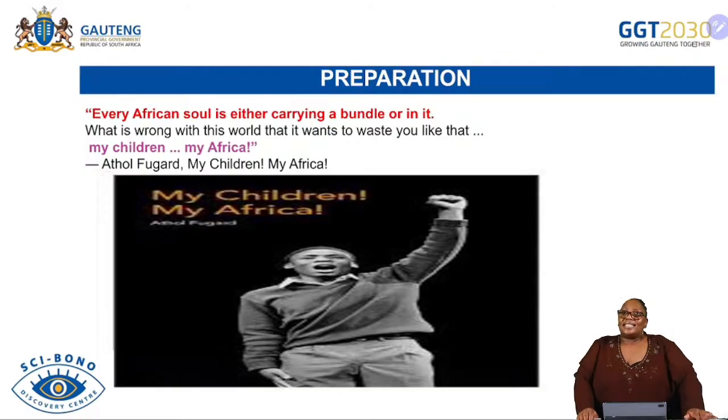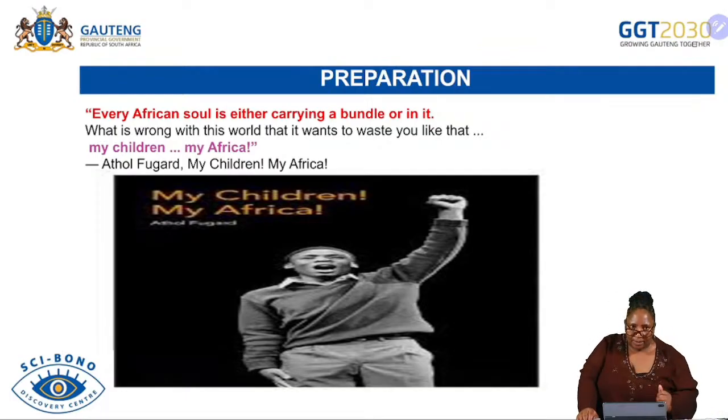In our next lesson, prepare My Children, My Africa, Act 1, Scene 1. We are going to spend time together dealing with Act 1, Scene 1 in its totality.